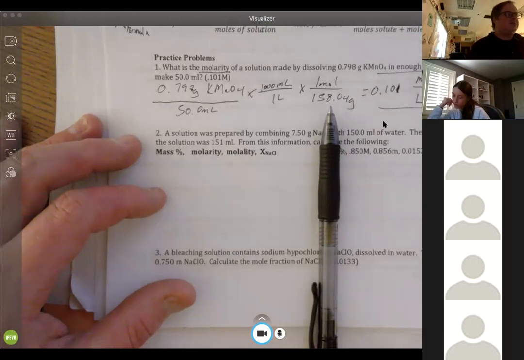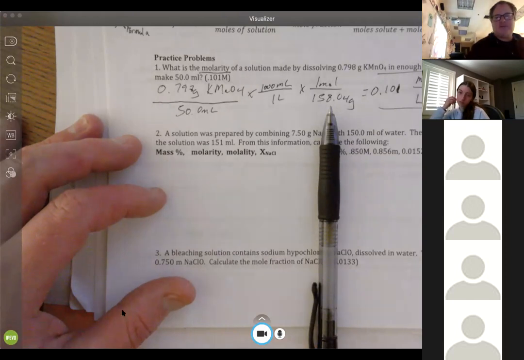Again, I don't suggest that you use the chat bar, because I don't see that very often. If you do use the chat bar, make sure that you include everybody and not just private message me. That way they can tell me, hey, you've got a message.